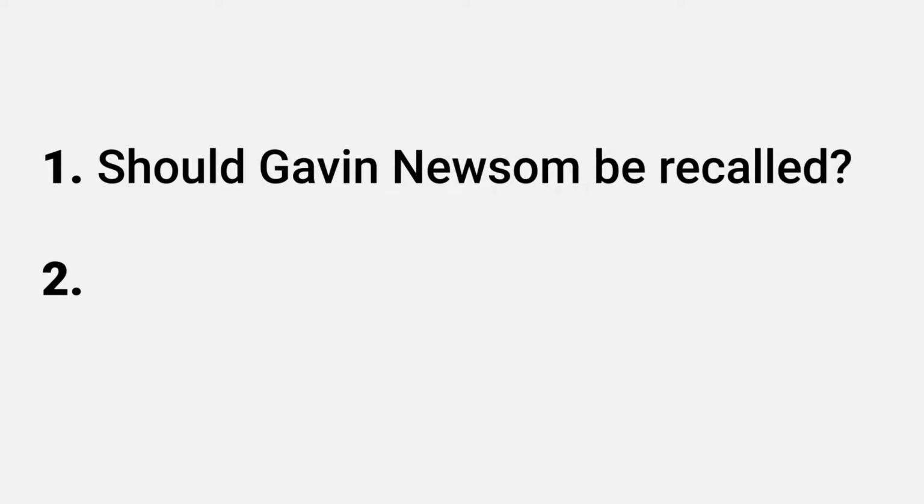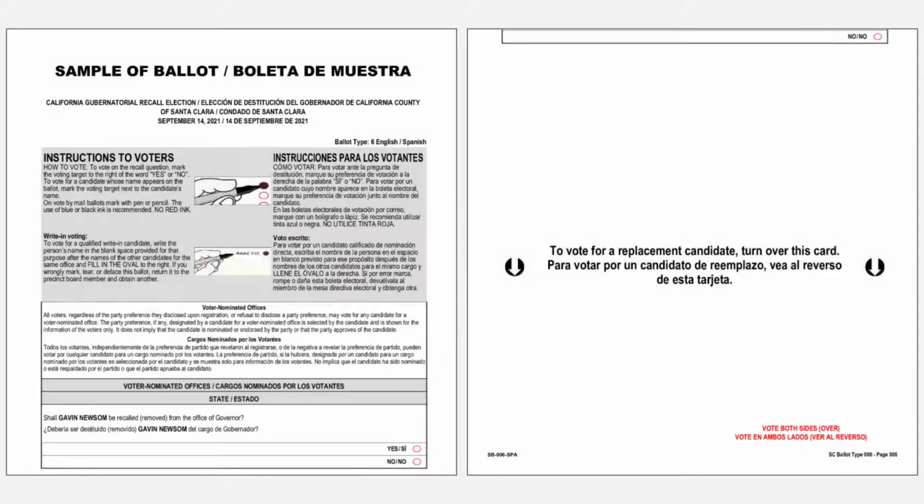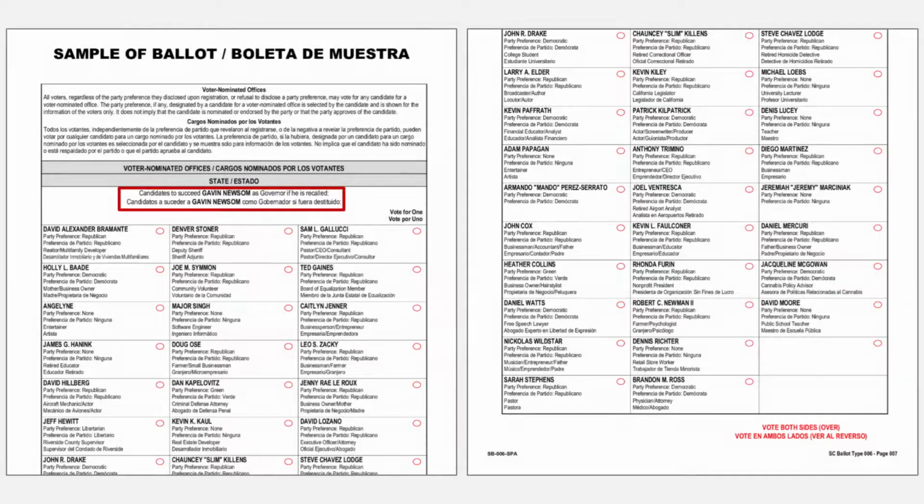There are a lot of questions about what Californians will actually be voting on in September. There will be two questions on the ballot. The first asks whether or not Gavin Newsom should be removed from office, and that's just a simple yes or no question. And the second asks who should replace him if he is recalled. Here's a sample of the first page of the ballot, which asks whether or not Newsom should be recalled, and this is the second page, which asks which candidate should replace Newsom. In order for Newsom to be removed from office, a majority of people must vote yes on question 1. Whoever receives the most votes in question 2 will become California's governor.